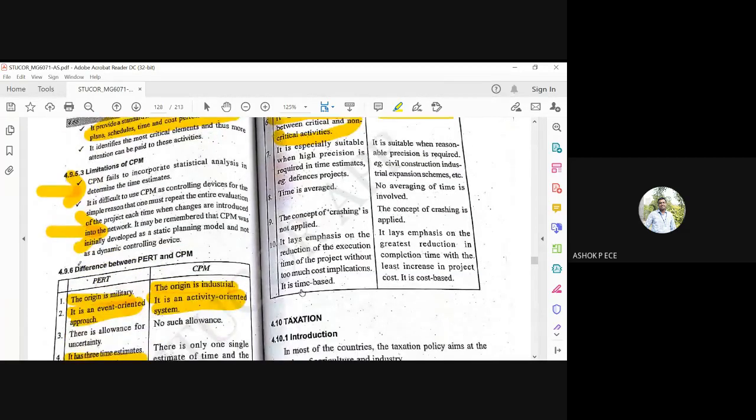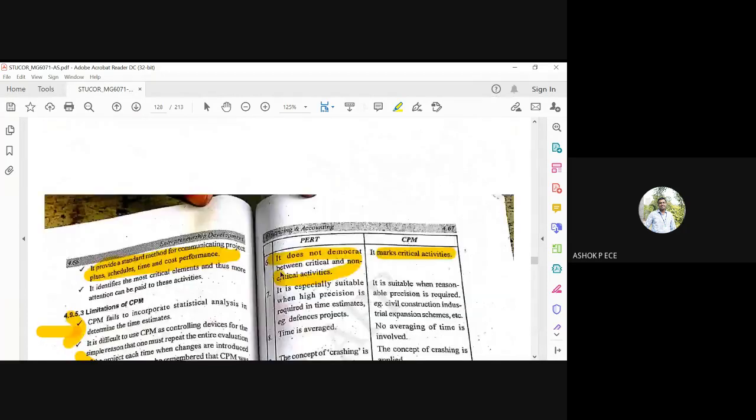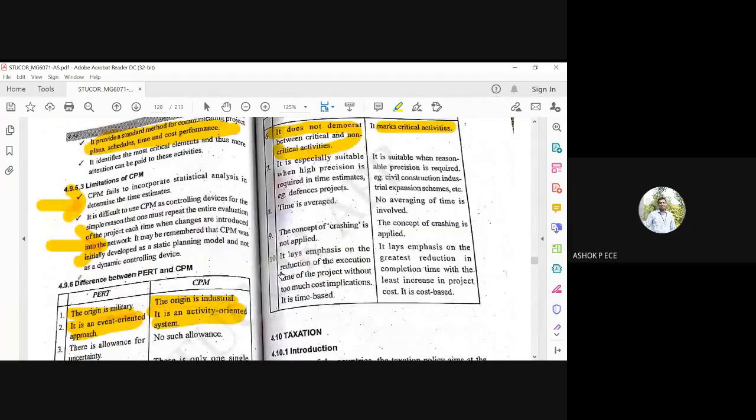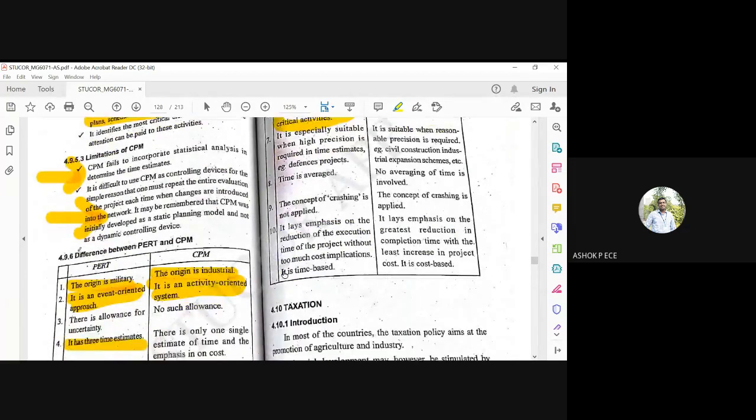PERT is going to be time based because I have estimates of time, but CPM is going to be cost based because I'm going to evaluate the critical path parameters. So that is the difference between CPM and PERT. You cannot say which one is good or which one is bad, but they are equally used in industries to get an estimate of the project timelines.